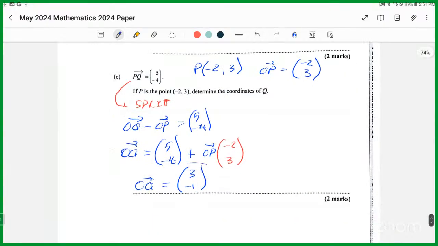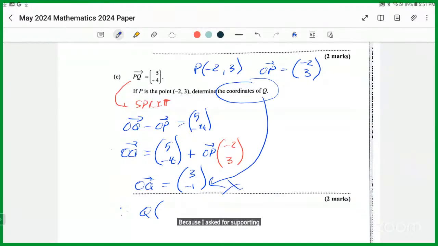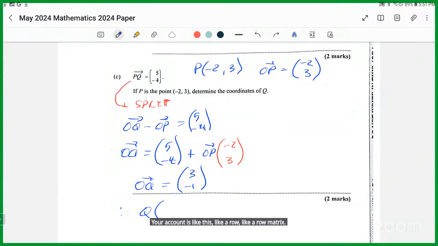And if the vector OQ is (3, -1), it therefore means that the coordinates of Q, and the question asks what are the coordinates, so you can't leave this as an answer, no, that is wrong. You write coordinates like this, like a row. So it's (3, -1). These are your right coordinates, and so this is the answer. Not this. This is the position vector.